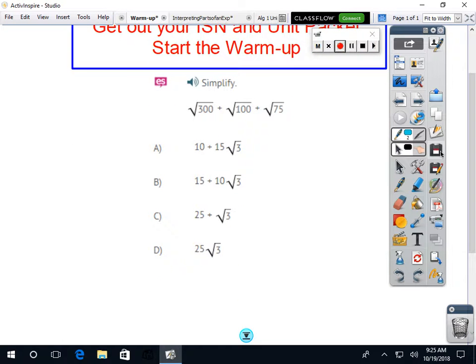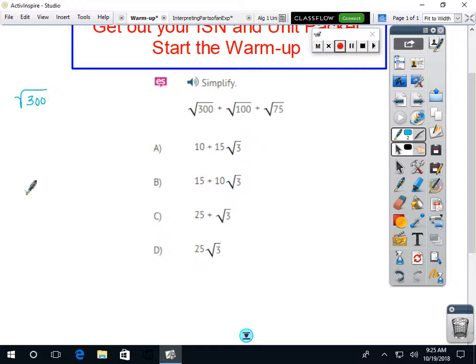Okay, they want us to simplify the square root of 300 plus the square root of 100 plus the square root of 75. But what's the first problem we run into? If you're asked to add those, why can we not currently add them? Right, the radicands don't match. You have a radicand of 300, 100, and 75. So what do we need to do? Simplify it.